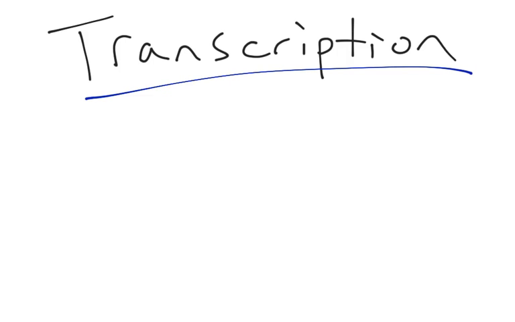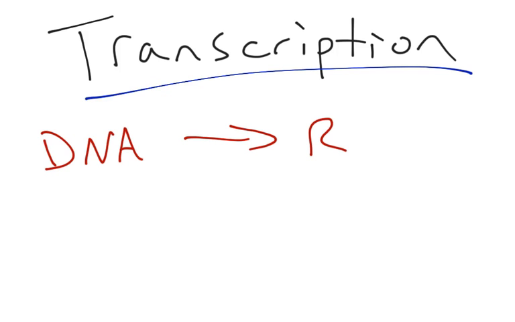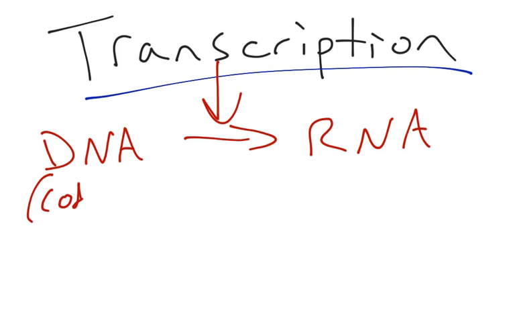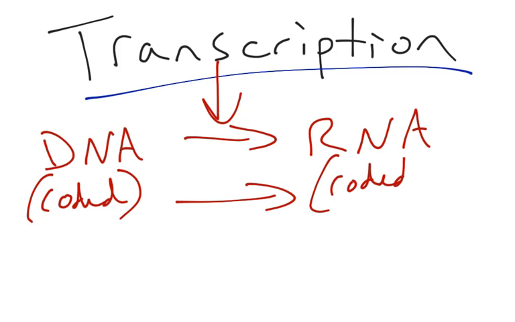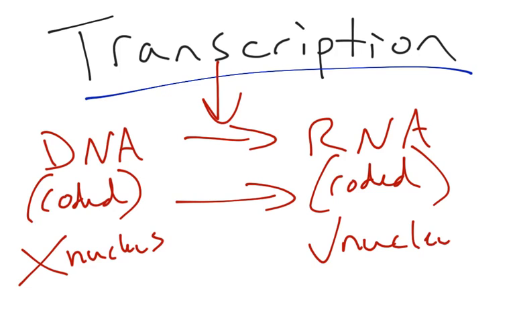Alright, let's look at transcription. Transcription is going from DNA to RNA. This is transcription, the process of being able to transcribe from DNA to RNA. We're taking the coded message of DNA and putting it into the coded message of RNA. Because DNA can't leave the nucleus, right? No on nucleus. Yes on nucleus. The RNA can leave the nucleus. So we put it into RNA and send the message out to the rest of the cell in order to make the protein.